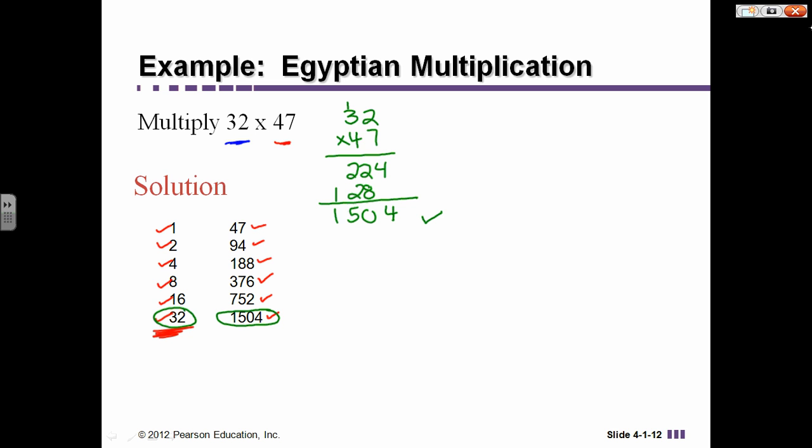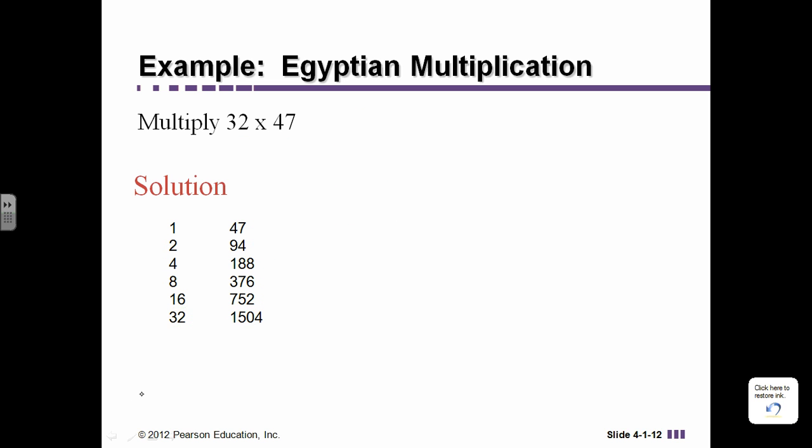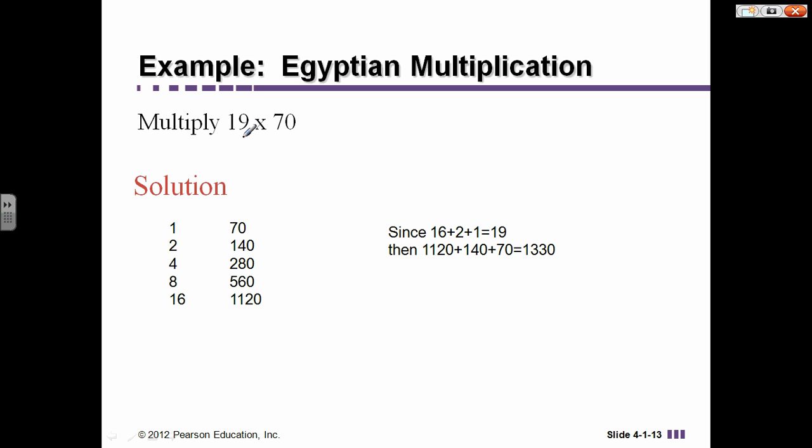Now this one didn't involve anything extra, but that's not usually the case. So let's look at a different example. Here we have 19 times 70. So again, we're going to do the same thing. Start always with 1. It doesn't matter what your two multiples are. We'll start with 1, and the first number is 70. Then we've got 2, and this is 140. Then we have 4. This is 280. 8, 560. 16, 1120.